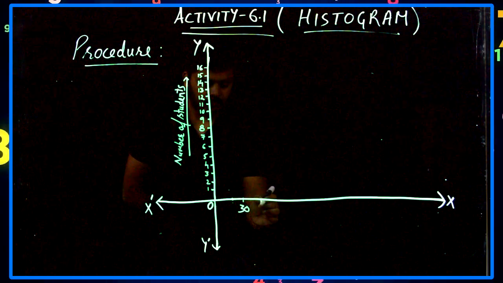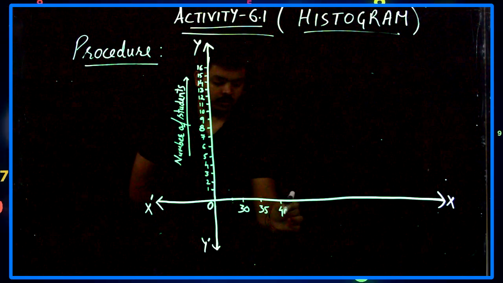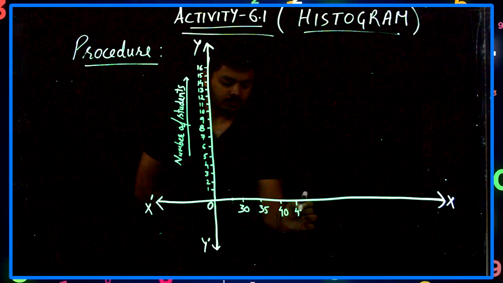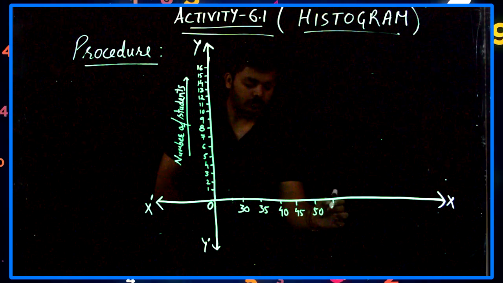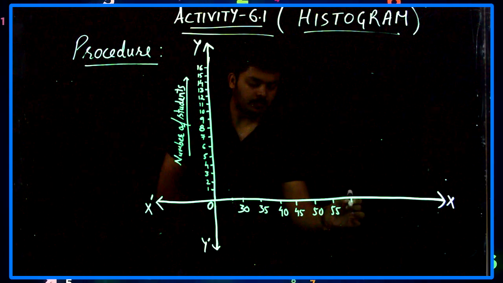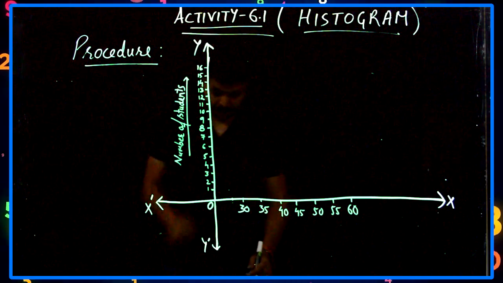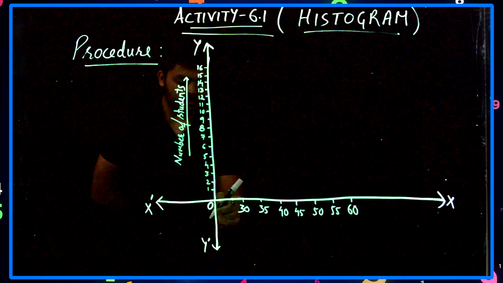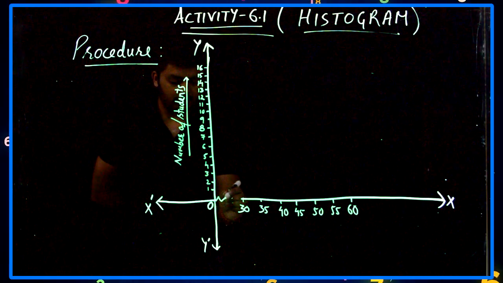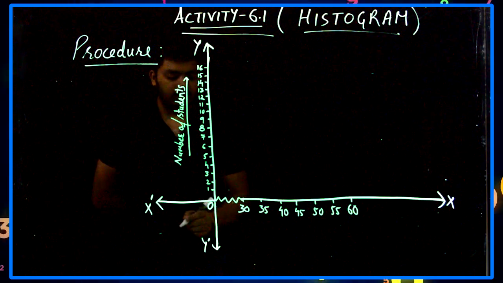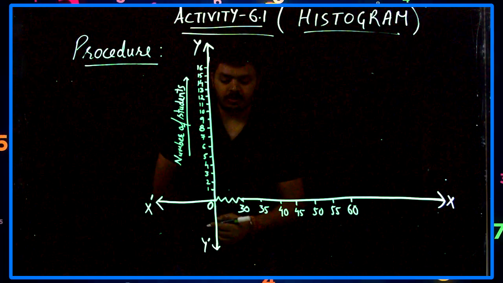Thirty, 35, 40, 45, 50, 55, 60. Now since our interval starts from 30, we make a kink from 0 to 30. So now let's draw the histogram.